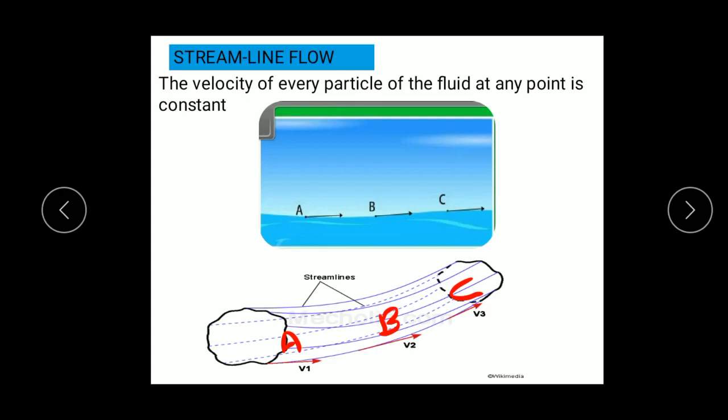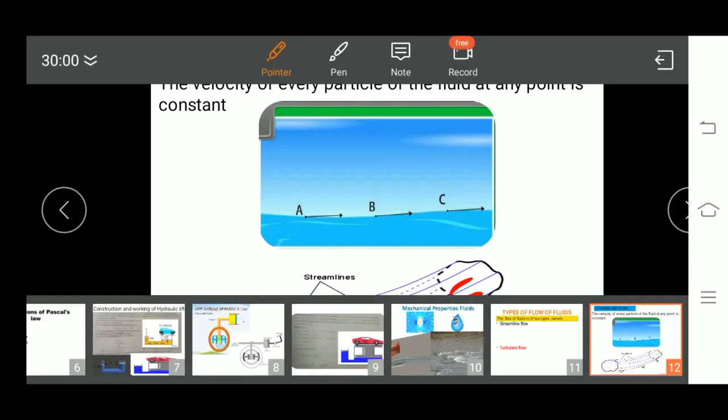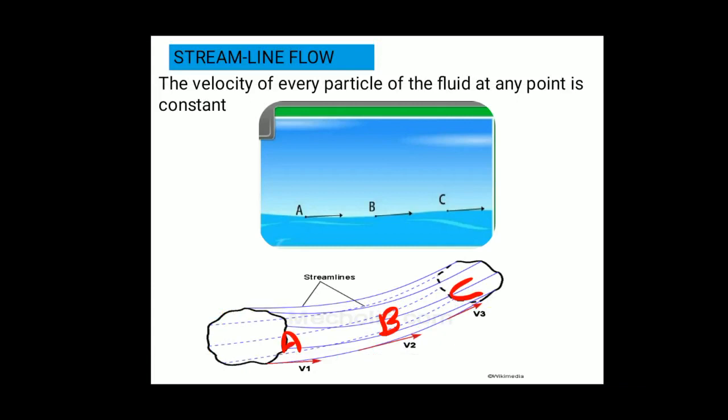The velocity of every particle of the fluid at any point is constant, then it is called the streamline flow. For understanding purpose, let us consider the flow of fluid in a tube as shown in the figure here. The path followed by the particles of the fluid is represented by the line ABC. The line ABC represents the path followed by the particles of the fluid.